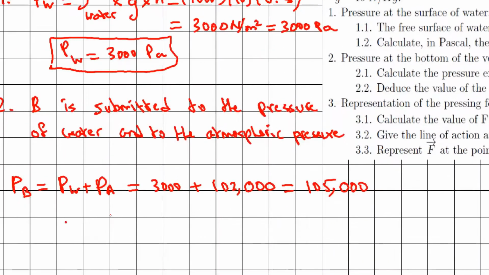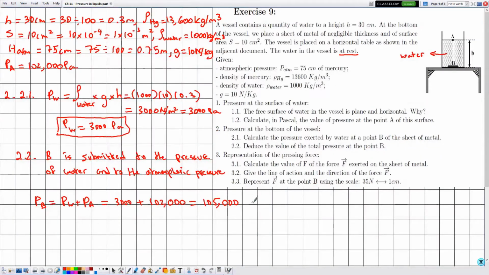Since both PW and PA are expressed in Pascal, the value of PB will be expressed in Pascal, which is the SI unit of pressure. So the total pressure at the point B is given by 105,000 Pascal.